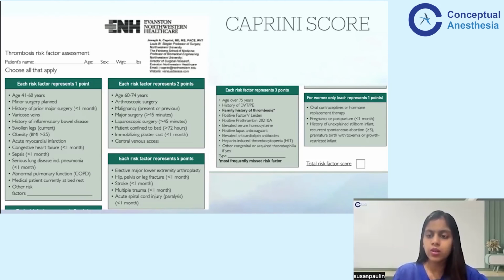In women, the use of oral contraceptives or hormone replacement therapy, pregnancy, and the postpartum period are all considered specifically, and they will be deemed high risk for thromboembolism based on the scoring systems.